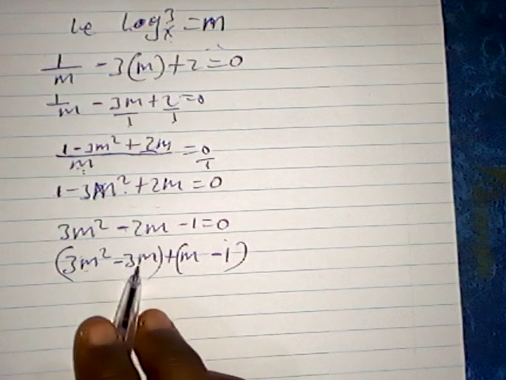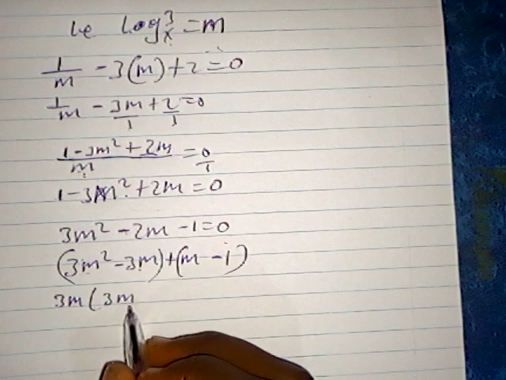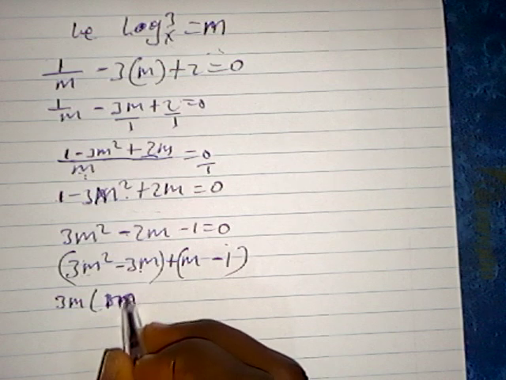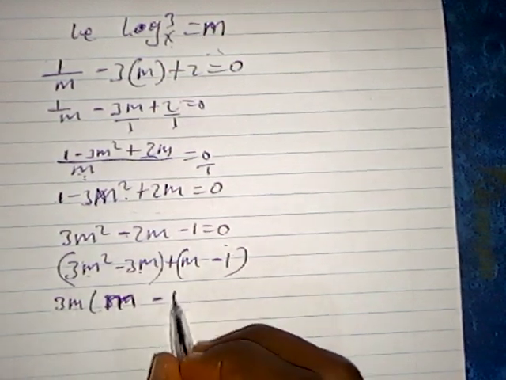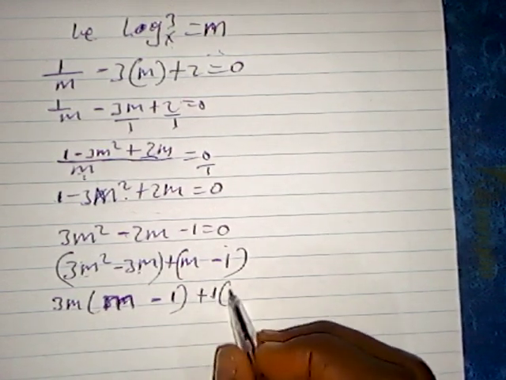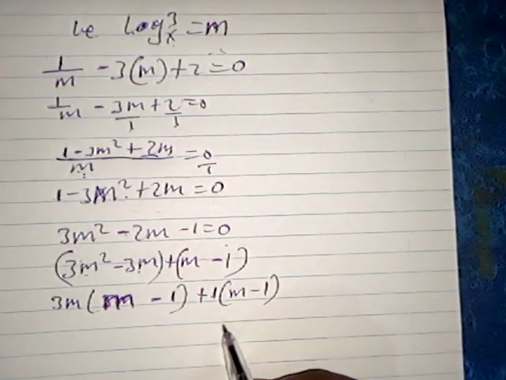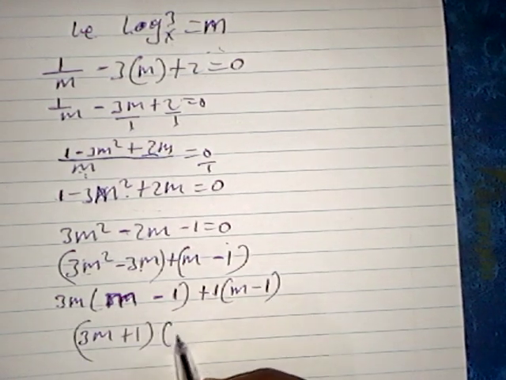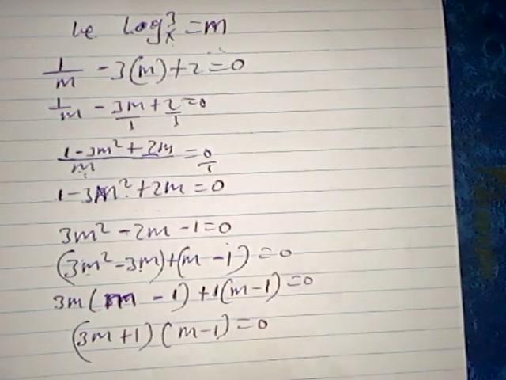Now find the common factor. What is the common factor? It's 3m. 3m into 3m² is supposed to be m. Good. Minus 3m into 3m is just 1. Plus, we take a common factor of 1. 1 into m is just m, minus 1 into 1 is just 1. Now we take 3m plus 1, and here is supposed to be m minus 1 equals 0.